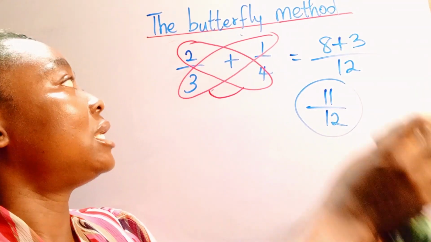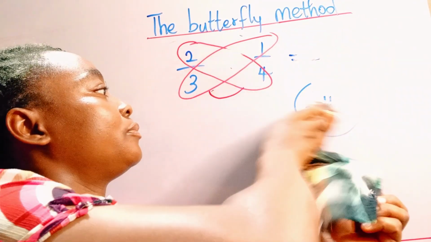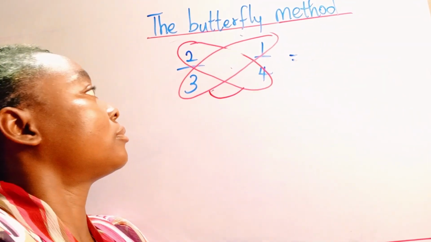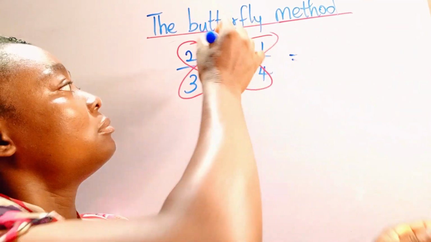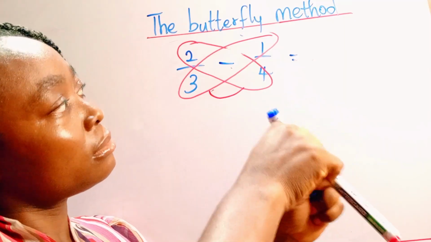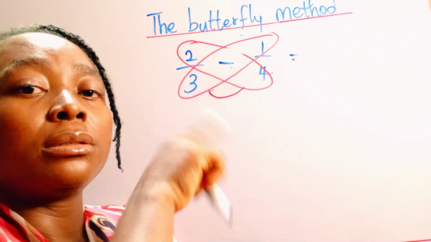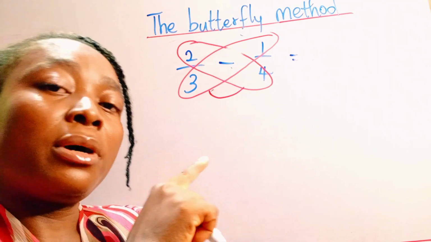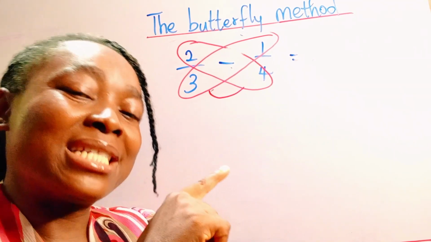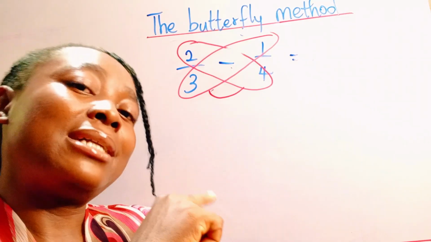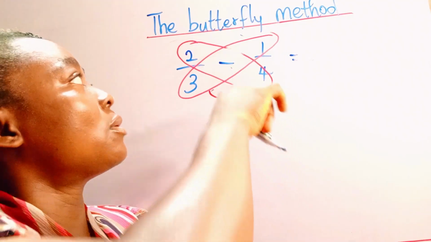Now, for instance, let's say that we have minus here instead of plus. Let's say we have minus here. How do we get it? So we still do the same thing. Draw your butterfly, multiply across the wings, multiply. When you get your answers, subtract them, and then multiply the denominators to get the answer. That's it. Now let's go.